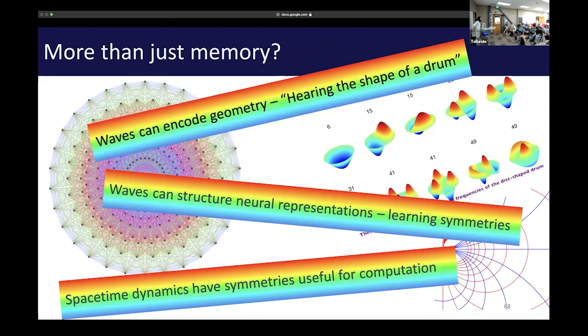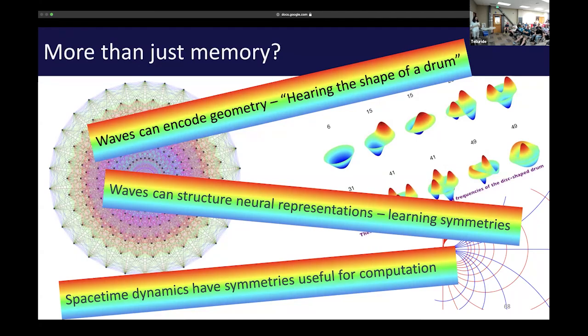Is it possible that these waves could be more than just a memory? I have a few examples. I don't think I had time to go over all of them. But maybe waves can do something like encode the geometry of the inputs that you're seeing. So this is like the hearing the shape of a drum example that people have talked about, based on the eigenmodes of the drum. So that's an inverse problem, right? Can you infer the shape of the drum just from the sounds that it makes? The answer to that is no.